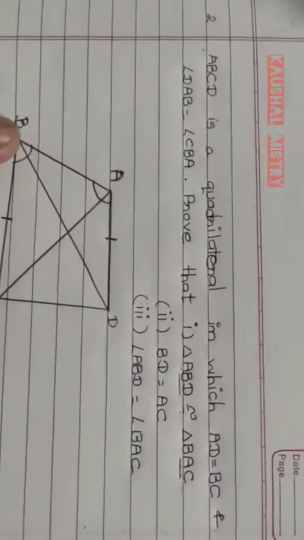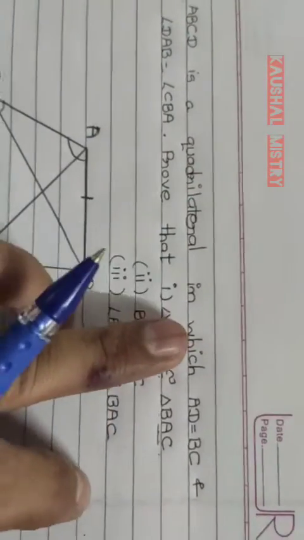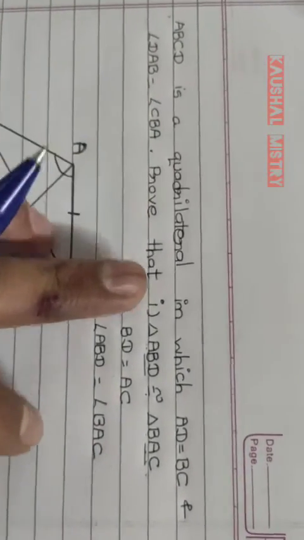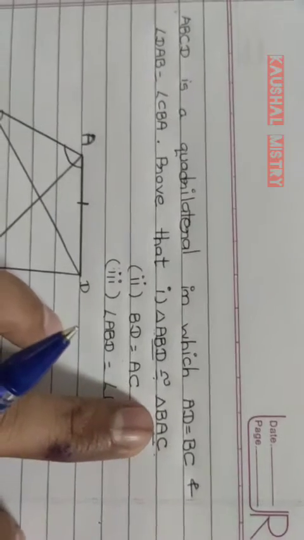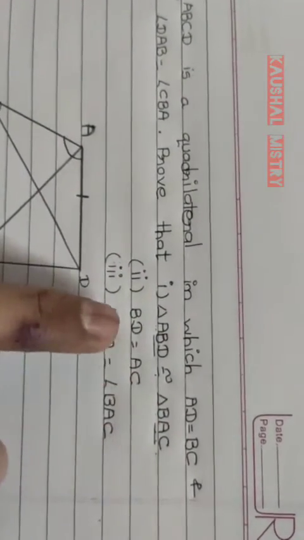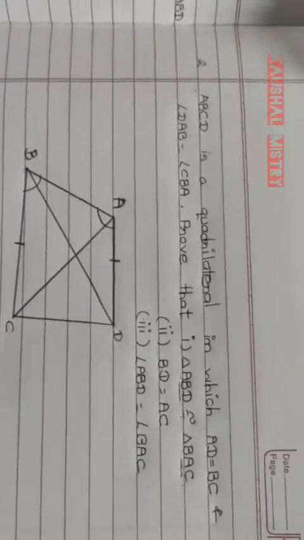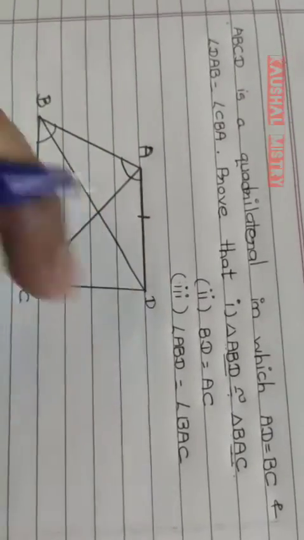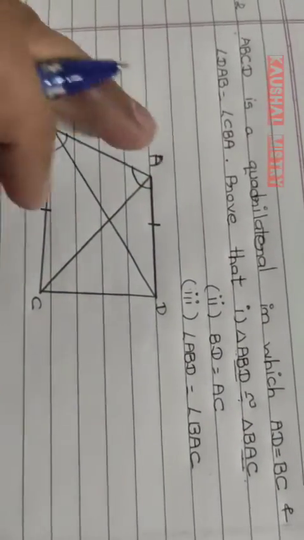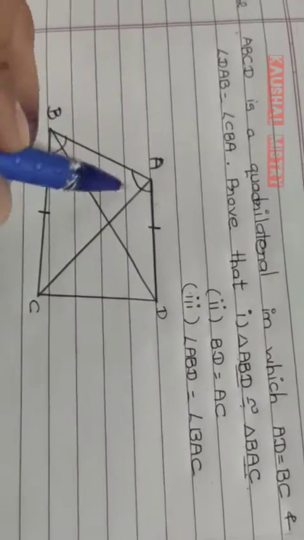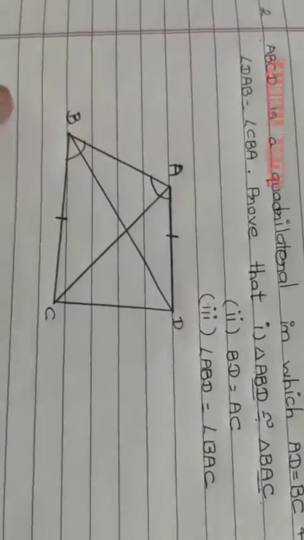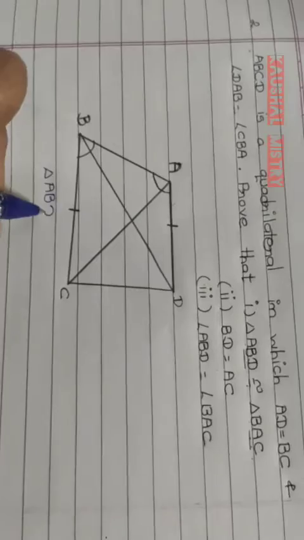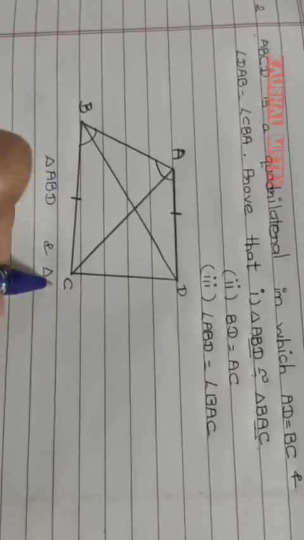Now in sum 2, ABCD is a quadrilateral in which AD is equal to BC and angle DAB is equal to angle CBA, and we have to prove that triangle ABD is congruent to triangle BAC, BD is equal to AC and angle ABD is equal to angle BAC. Now we can see that we have to consider these two triangles, ABD and second one BAC, means this triangle and this triangle, right?